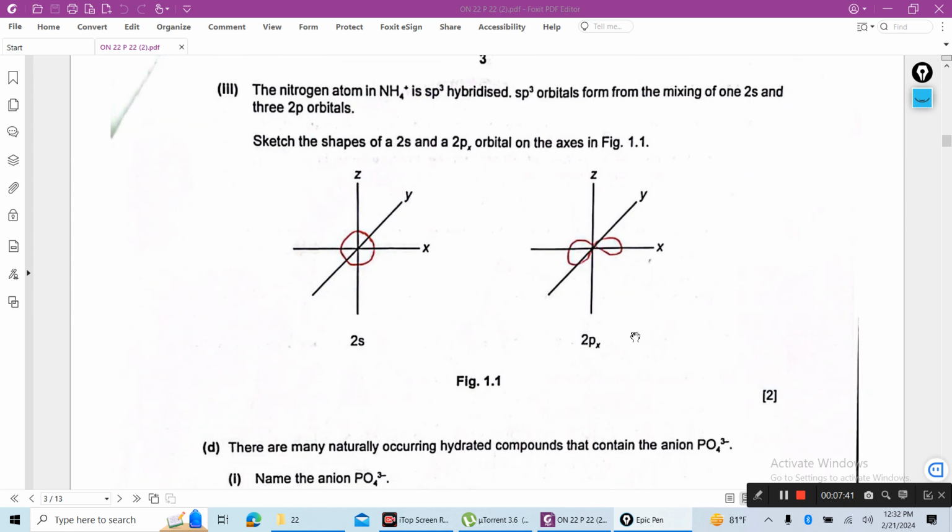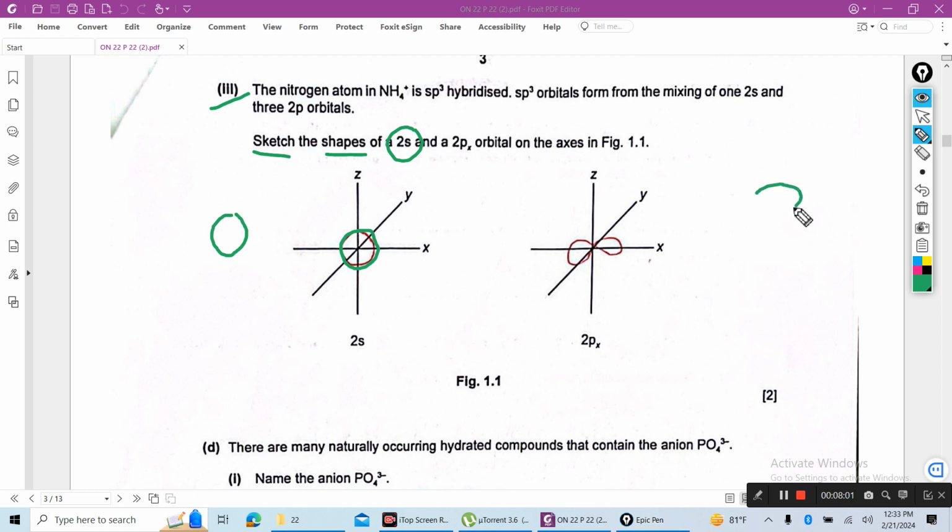Next, number 3. Sketch the shapes of the 2s orbital and the 2px orbital. You know s orbital is spherical, and p orbital you know is dumbbell shape. As 2px, this lobe will be along the x-axis. These are the shapes of the 2s and 2px orbitals.